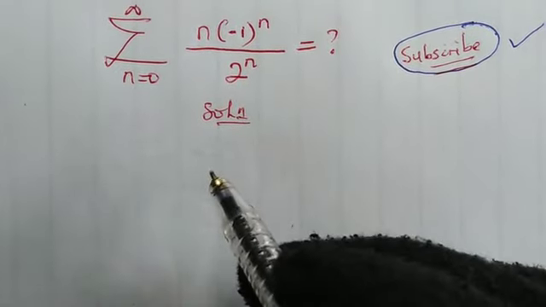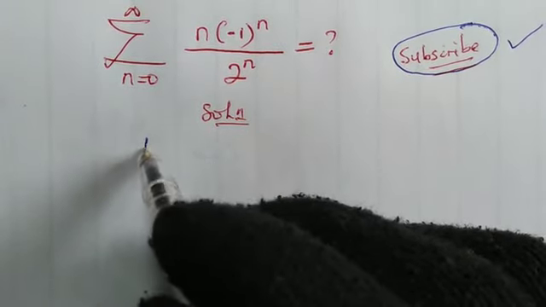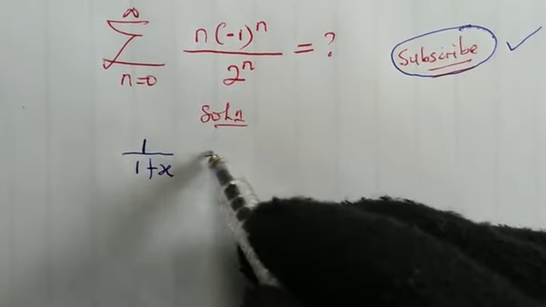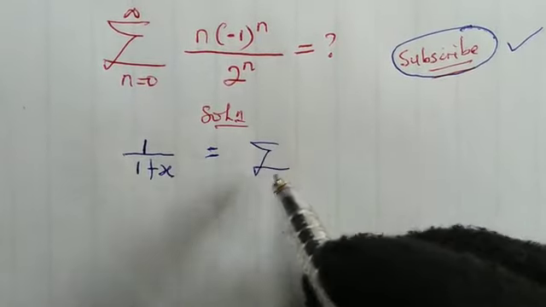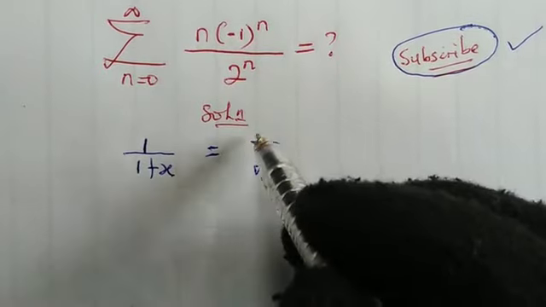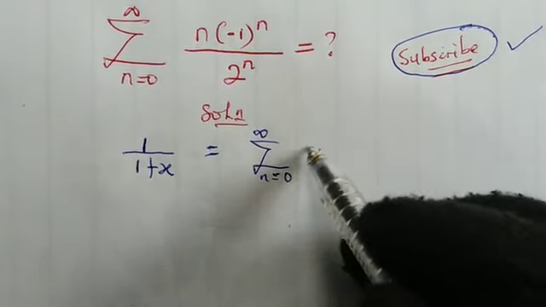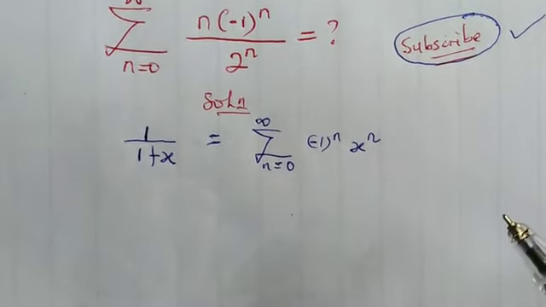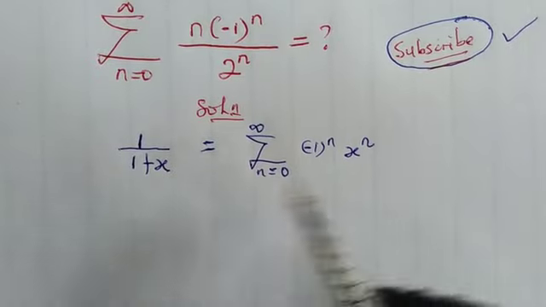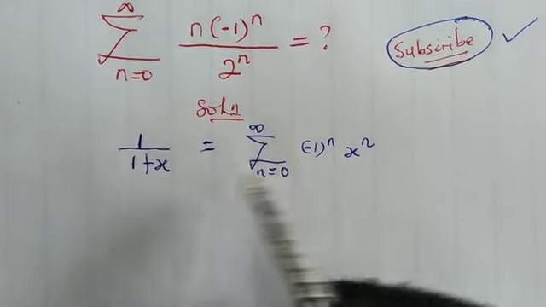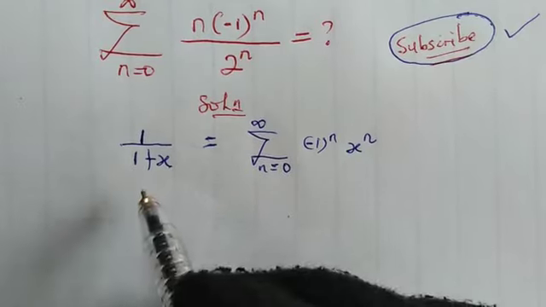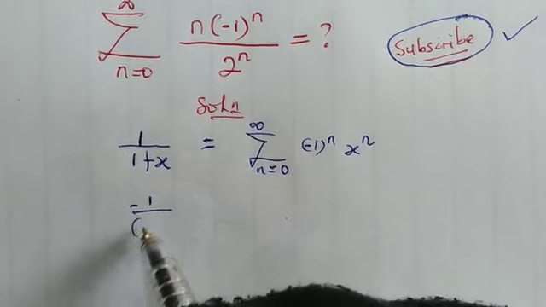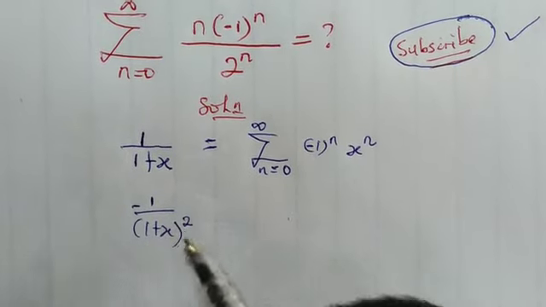Now let us try to recall the Maclaurin series expansion of 1 over 1 plus x. This is equal to the sum as n goes from 0 to infinity of negative 1 to the power of n times x to the power of n. From here, I'm going to differentiate both sides with respect to x. If you differentiate the left-hand side, we're going to have negative 1 over (1 plus x) squared.